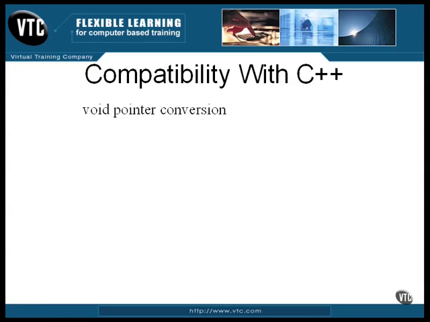In C, a void pointer can be assigned to a pointer of any type, and it will be converted automatically. This is a simple example. The void pointer is assigned to an int pointer, and it becomes an int pointer. In C++, you have to specially cast the pointer to its new type. Casting it this way works in both languages, so the casting is portable.